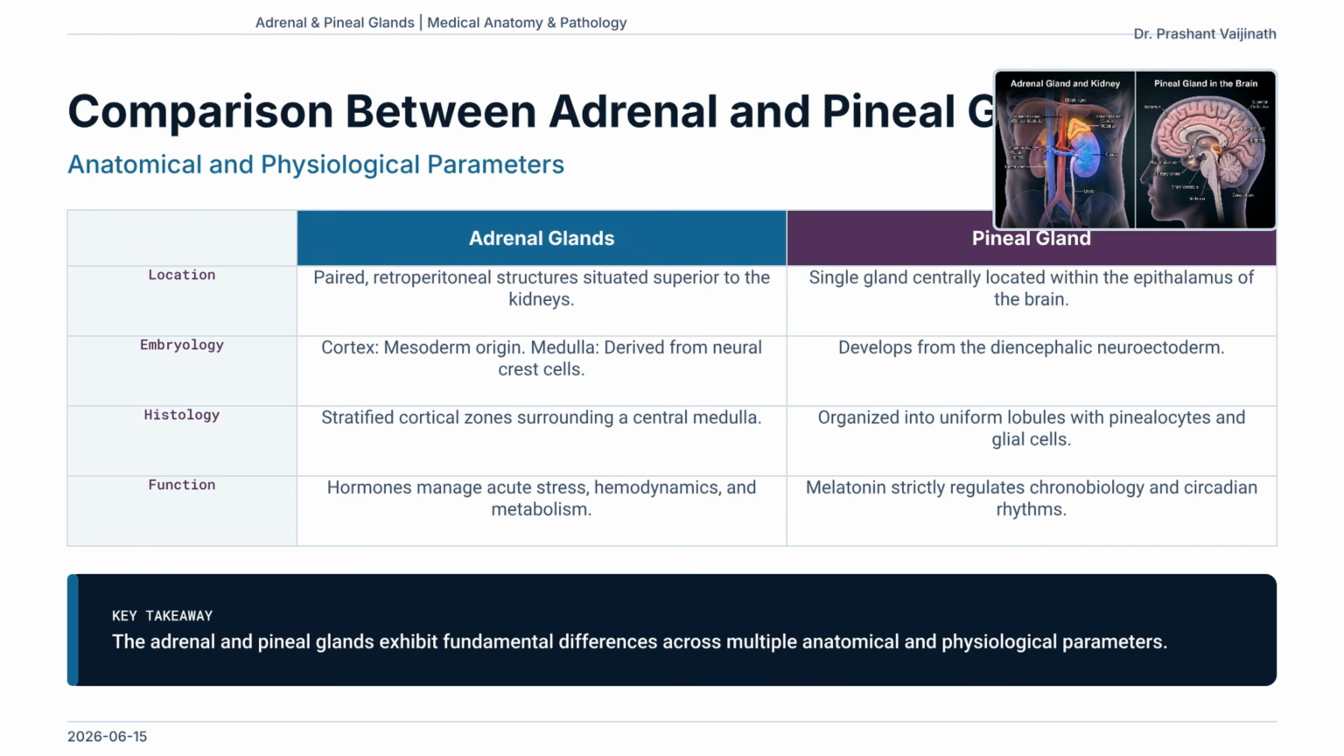This video has explored the anatomy, histology, and clinical pathology of the adrenal and pineal glands, covering their unique structures and vital roles in systemic health and chronobiology. The adrenal and pineal glands differ fundamentally in location, embryology, histology, and function. The adrenal gland is paired and retroperitoneal, managing stress and metabolism, while the single pineal gland is central in the brain, strictly regulating chronobiology and circadian rhythms via melatonin.